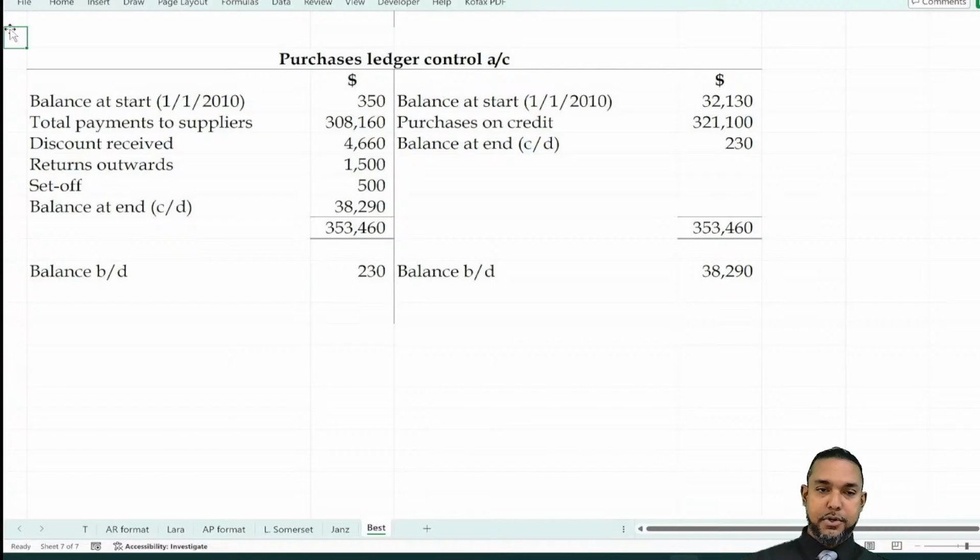So that is the purchases ledger control account. But of most of the items you'd find in it, there are some that are not there. We'll talk about that in a little bit.